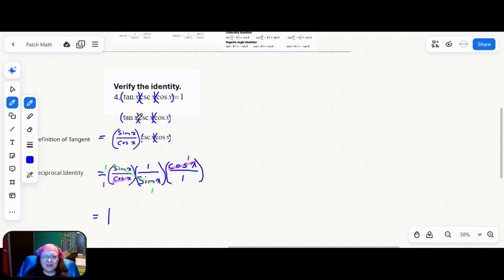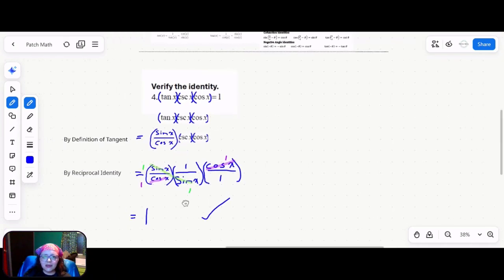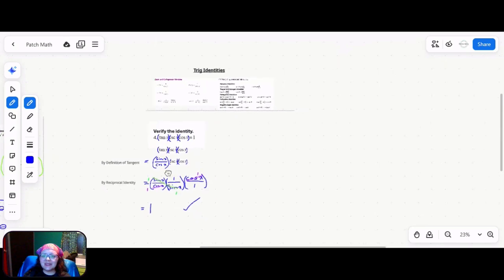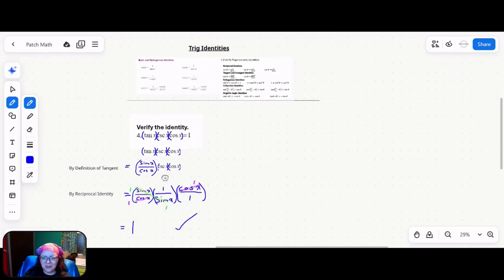We have proven the left side, tangent of x times cosecant of x times cosine of x, is equal to 1 by using our trig identities that we used in the process.